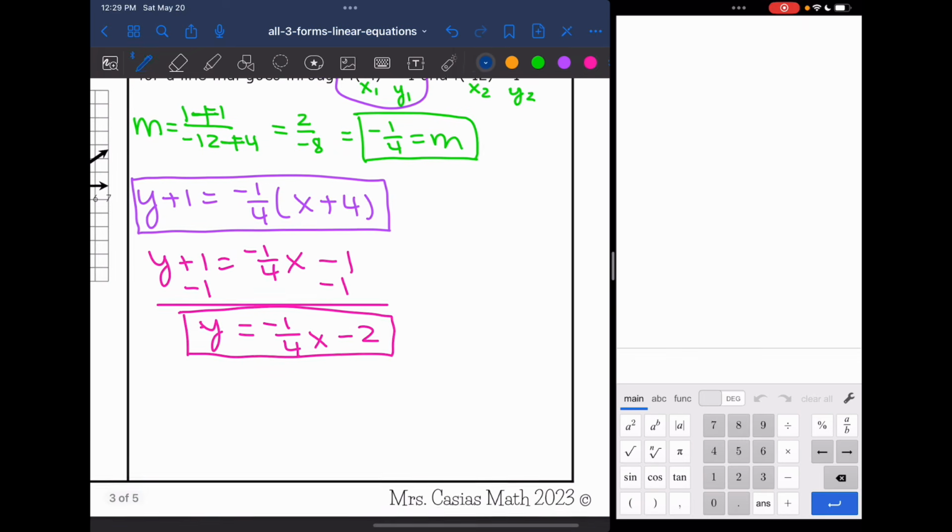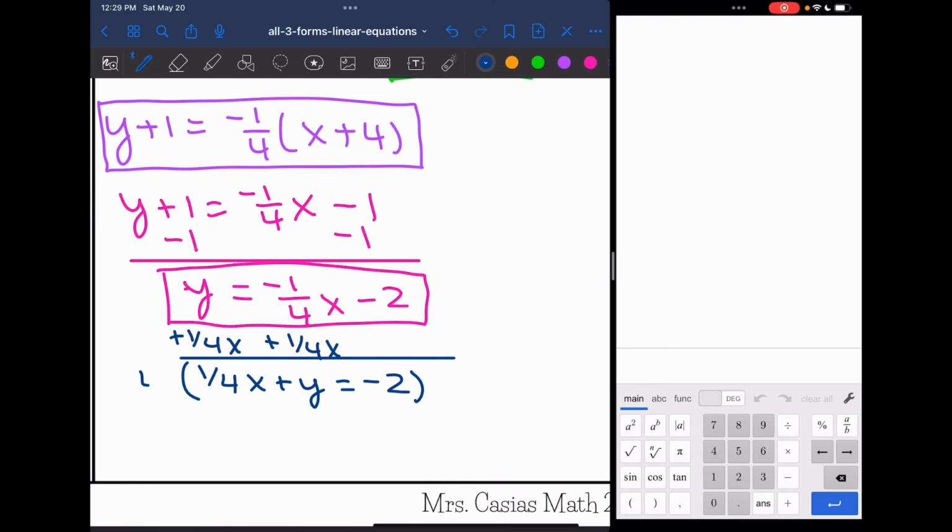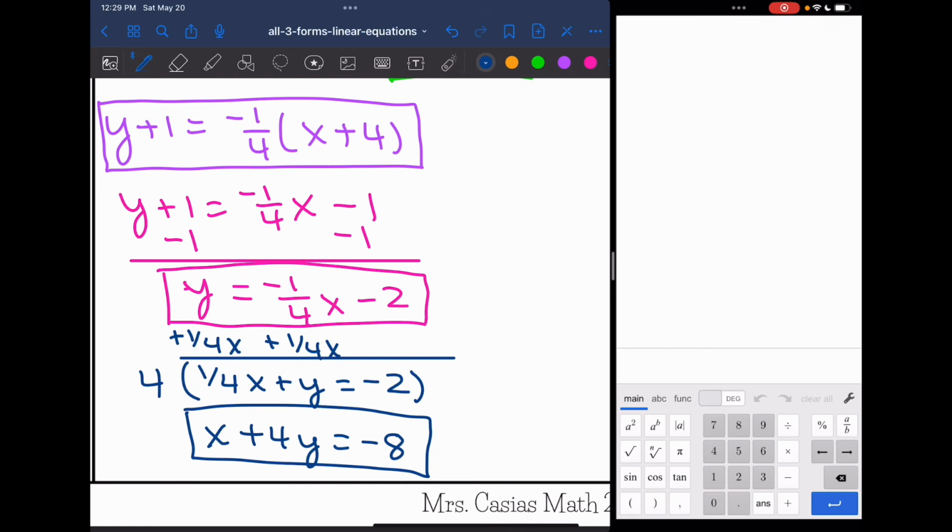And the last thing I need to do is convert it to standard form. So I'm going to add 1/4 x to move it to be with the y. And I get 1/4 x plus y equals negative 2. And I'm going to multiply all of this by a 4 to make that value positive. 4 times 1/4 x is just x. 4 times y is 4y. And then 4 times negative 2 is negative 8. So there's our equation in standard form.